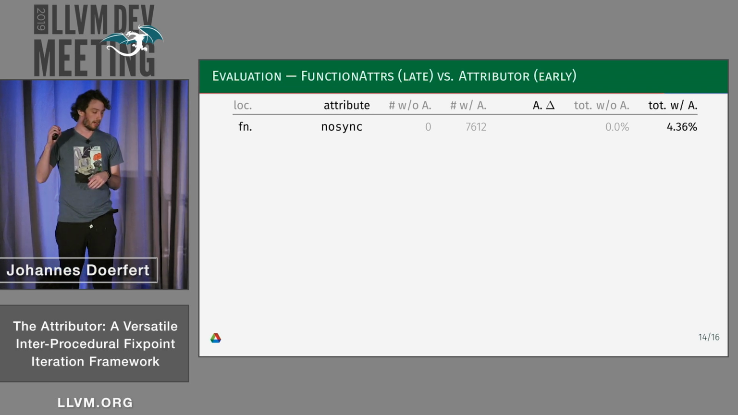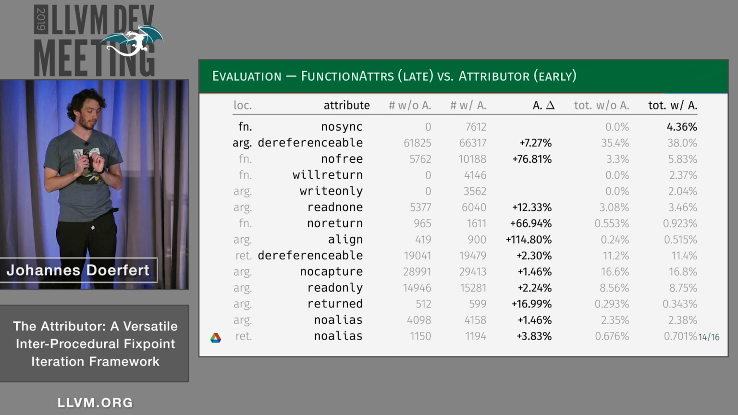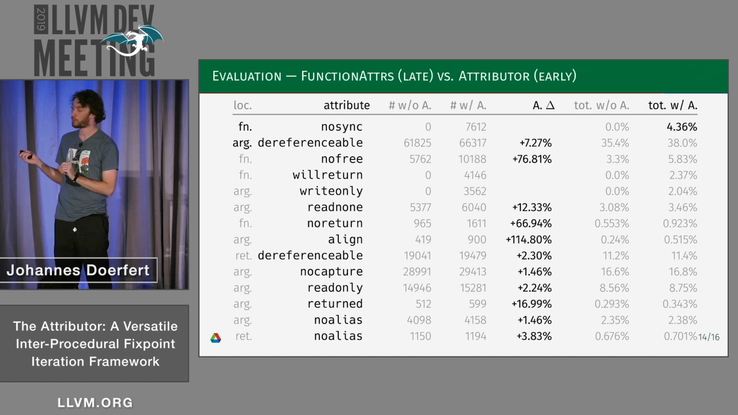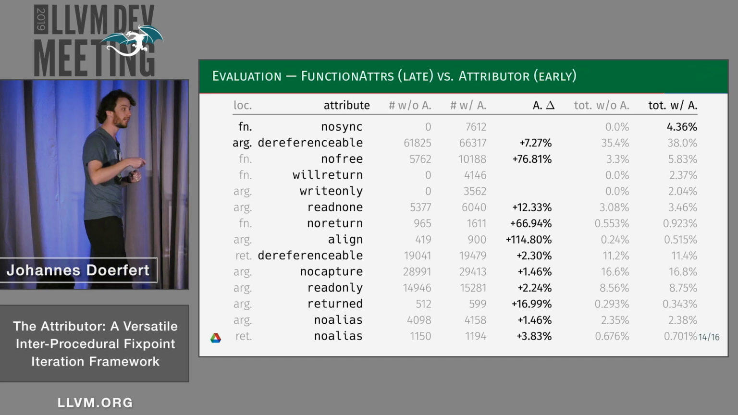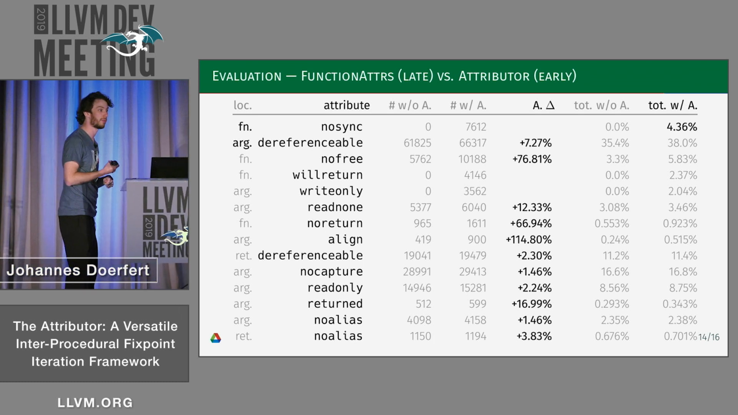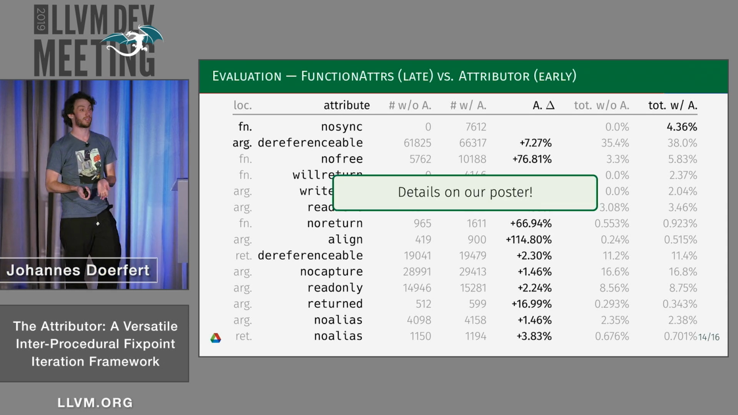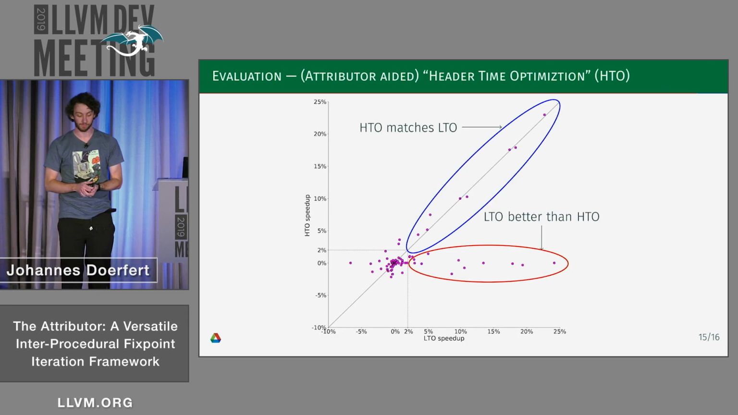Evaluation, these are just numbers we have on our poster. So please come to our poster if you want to see how many of all pointers in total we can annotate with align, dereferenceable, how many more we can annotate than function attribute deduction right now, and a lot of other things. So please visit our poster tomorrow. We have all of that there.